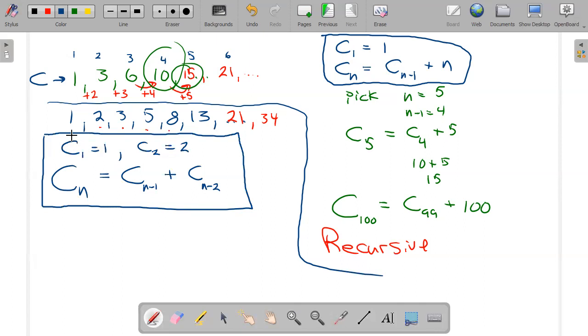Has anyone ever seen this sequence, this one over here, before? It's a famous sequence. It's usually attributed to reproducing bunny rabbits. It's called a Fibonacci sequence.